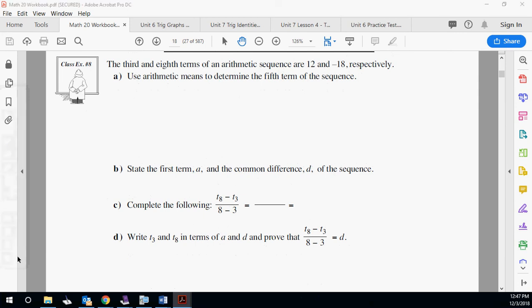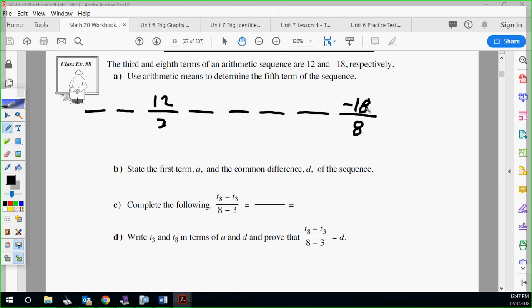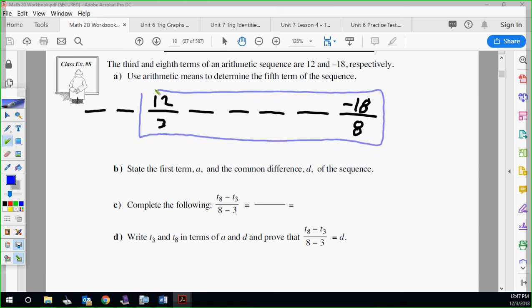Third and eighth terms of an arithmetic sequence are 12 and negative 18 respectively. Use arithmetic means to determine the fifth term in the sequence. So this is what you do. Third, okay, so we got 1, 2, 3. So here's number 3. And 4, 5, 6, 7, 8. Number 8. They say 12 and negative 18. And what I'm telling you is disregard that they said it's the third and the eighth term. We're going to treat these as the first term and the 2, 3, 4, 5, sixth term. We're going to chop it off so we can make our own pattern out of it.